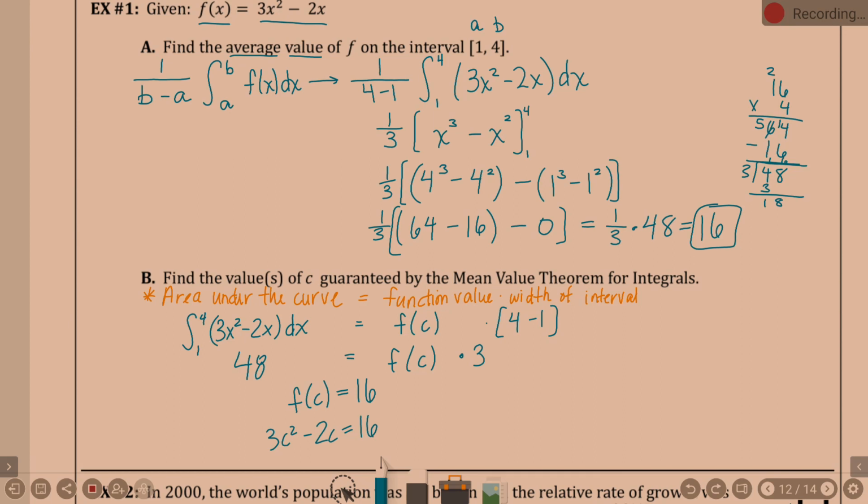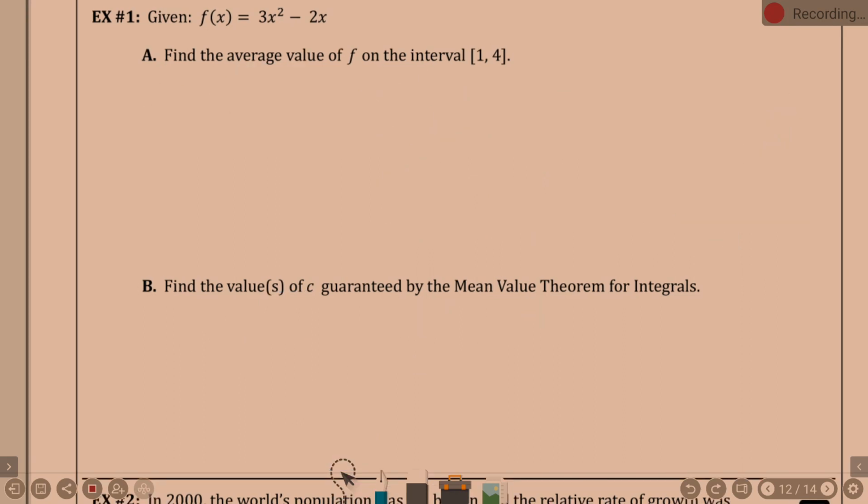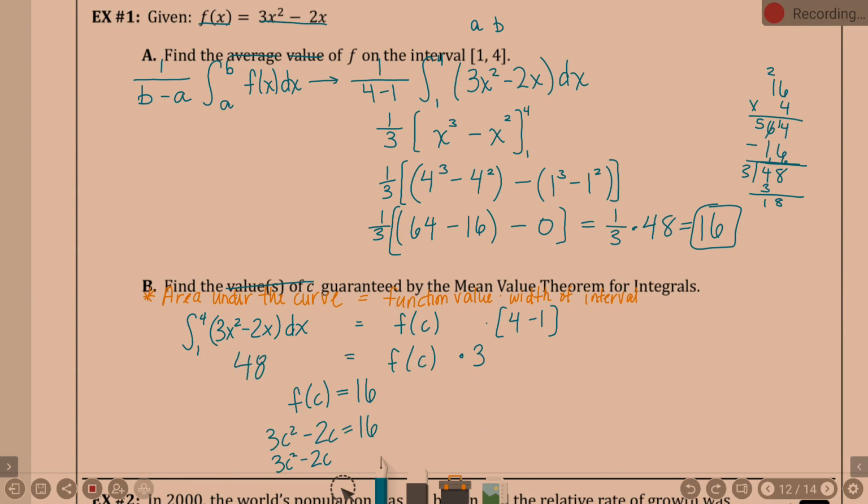How do we solve for c? Because our job is to find the value or values of c. Subtract 16, make equal 0. Okay. Subtract 16. So now I have 3c squared minus 2c minus 16 equals 0. Product of AC: 3 times negative 16 is negative 48. You need two things that multiply to equal that and add to negative 2. So positive 6, negative 8.